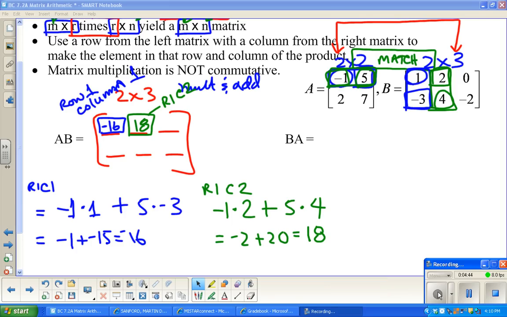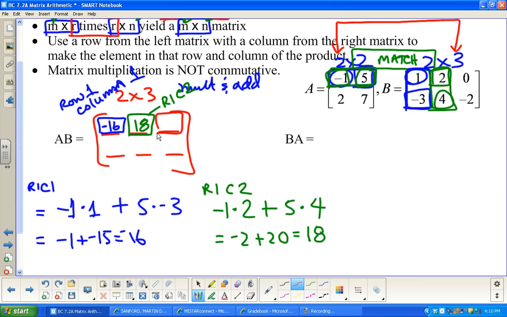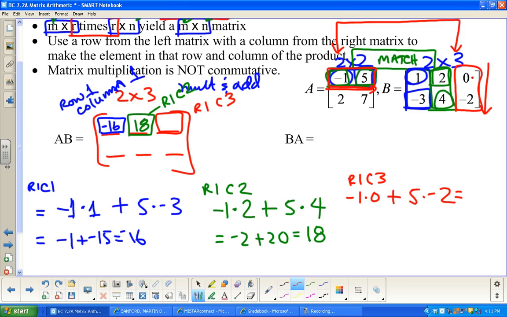Okay, so let's do a couple more. This one is row 1, column 3. So I'm going to use row 1, column 3. I don't need you to keep track of all this, but I'm going to write it down right now because I really need for you to follow what I'm doing. So -1 times 0 plus, I'm moving across this as I move down this. So -1 times 0 plus 5 times -2. So this becomes 0 plus -10, which is -10.